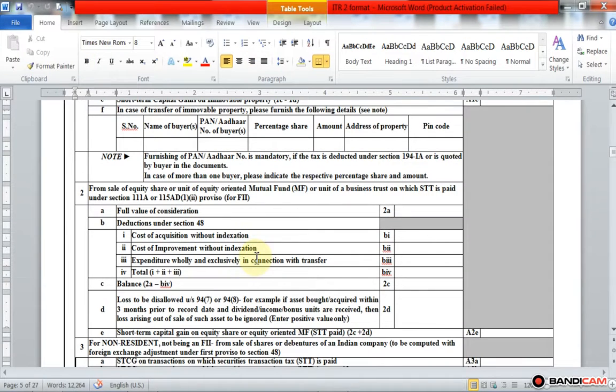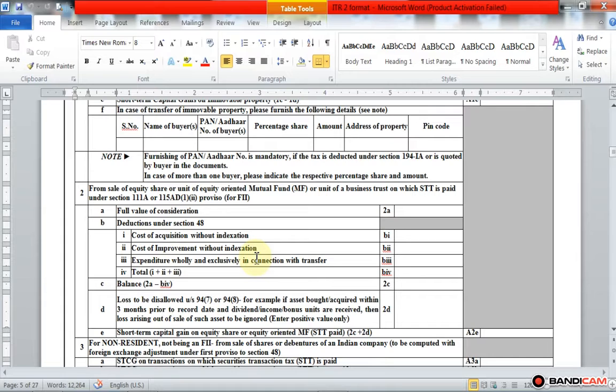Here PAN is mandatory. PAN card and Aadhaar card are compulsory for filling in the information of the buyers. The assessee will also furnish the information relating to the ownership of the buyer. If more than one person has bought this property, then the assessee will provide the percentage of share or ownership of each buyer.